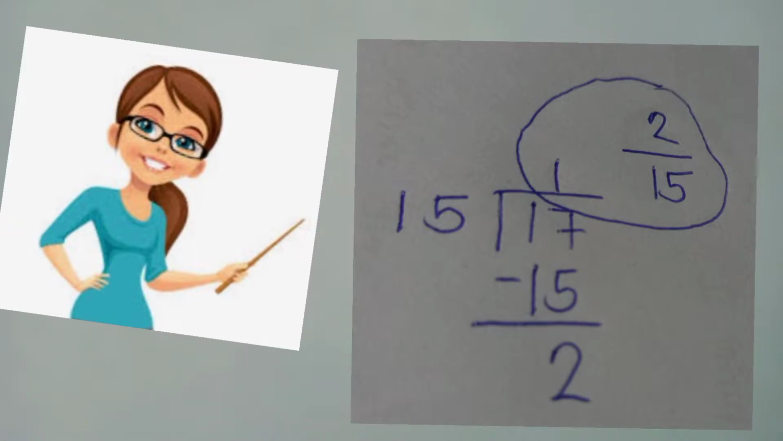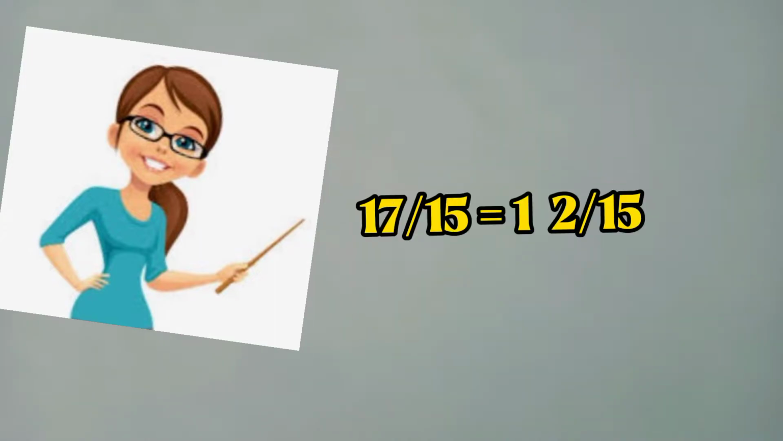So the remainder will be our numerator. And the divisor will be our denominator. And our quotient will be our whole number. So the lowest term for 17 over 15 is 1 and 2 over 15.